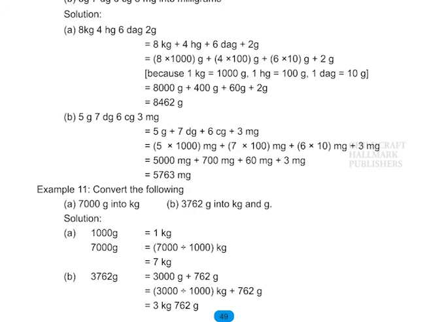Example 11. Convert the following: A. 7000 grams into kilograms. B. 3762 grams into kilograms and grams. Solution: 1000 grams is equal to 1 kilogram. 7000 grams is equal to 7000 divided by 1000 kilograms, is equal to 7 kilograms. 3762 grams is equal to 3000 grams plus 762 grams, is equal to 3000 divided by 1000 kilograms plus 762 grams, is equal to 3 kilograms 762 grams.